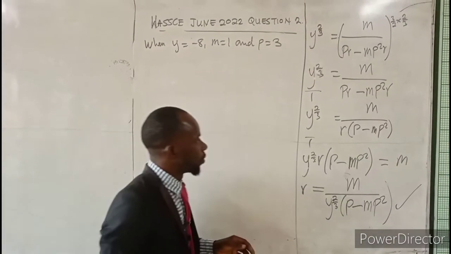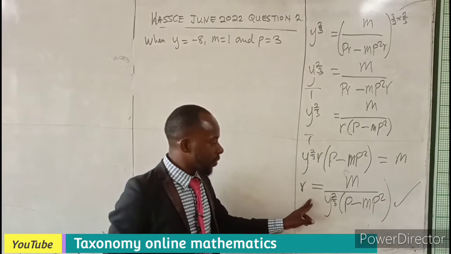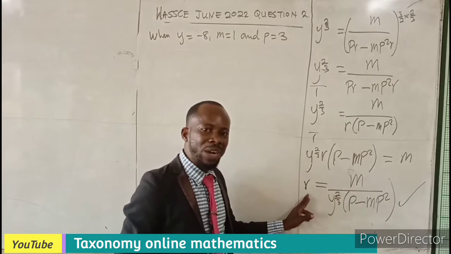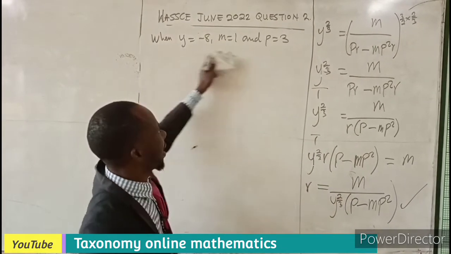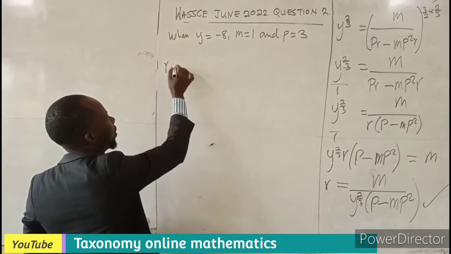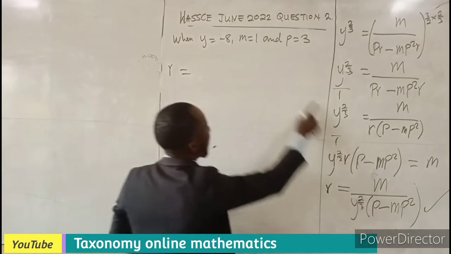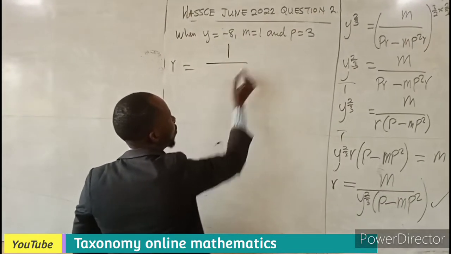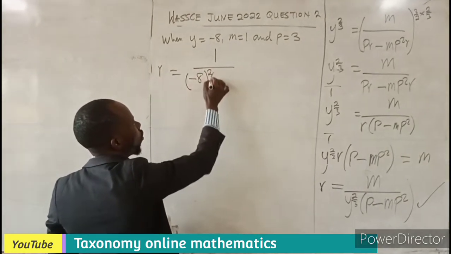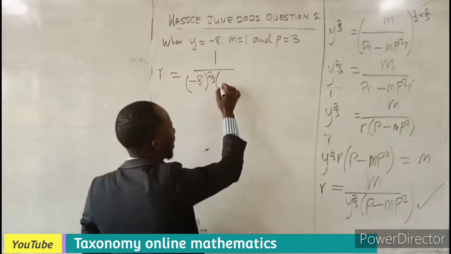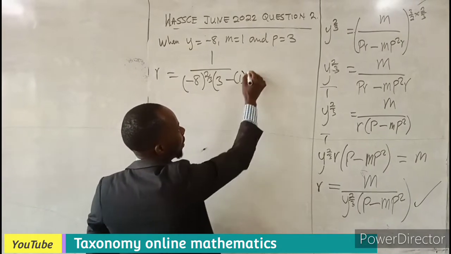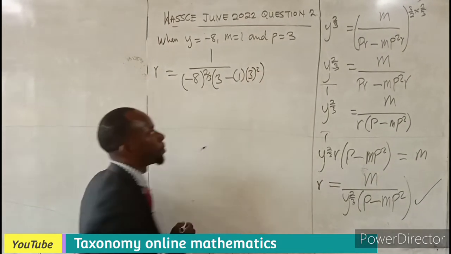So we want to do the substitution of the values of m, y, and p, so that we can get the value of R. These are the values of y, m, and p. So our R is going to be from here. If I substitute, I will get 1 over -8 to the power 2 on 3, then into bracket p, which is 3, minus 1 as m, then times bracket 3 squared.